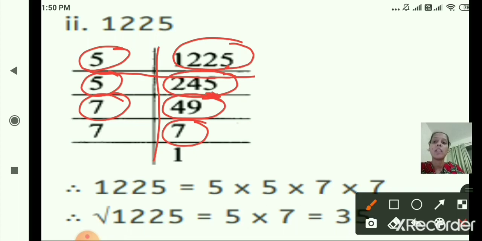49 divided by 7 is 7. Now 7 is divisible by which number? 7. Right? So 7 1s are 7. We'll stop till here. Okay? Now these are the prime factors.